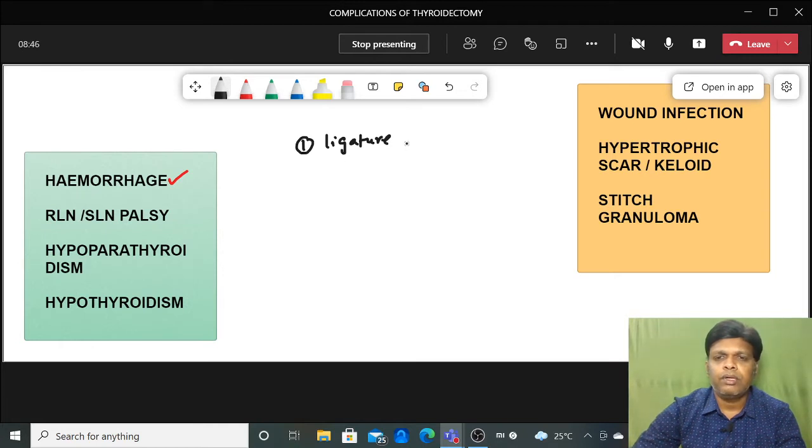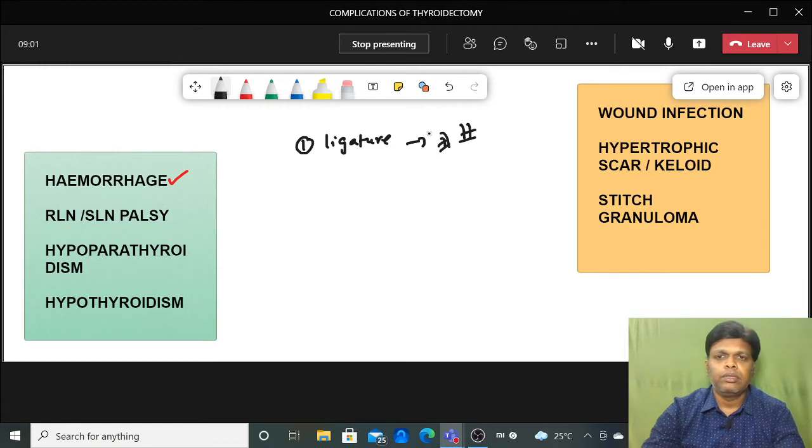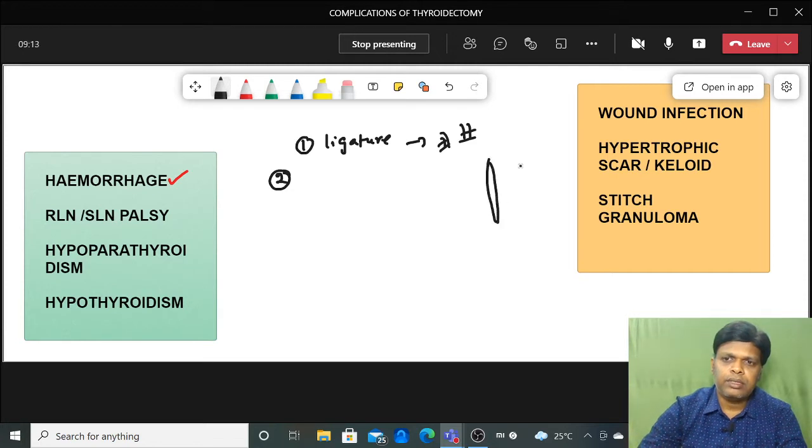Usually what will you do? You will put two ligatures on the proximal aspect, that is, towards the specimen side, for safety purposes. Then this is a safe ligature. And number two, after the surgery, when you are closing and approximating the strap muscles, which you split in the midline, avoid watertight closure of the strap muscles. Instead of that, just put loose stitches.